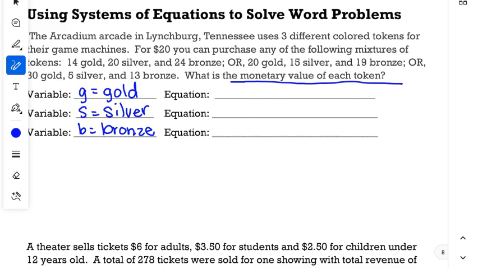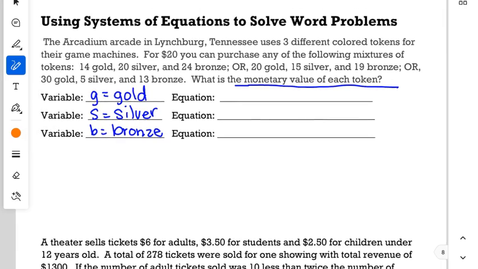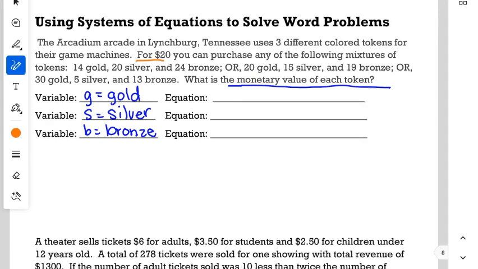So how much is each token worth? How much is gold worth? How much is silver? How much is bronze? The little tokens that they are selling. So we are going to look at all the parts to figure out what the equations are. So there's 3 equations. So it says for $20, you can have any of the following mixtures of tokens. So the first one, 14 gold, 20 silver, 24 bronze.